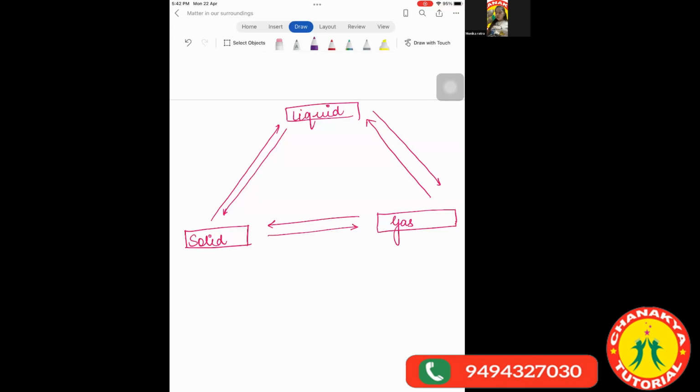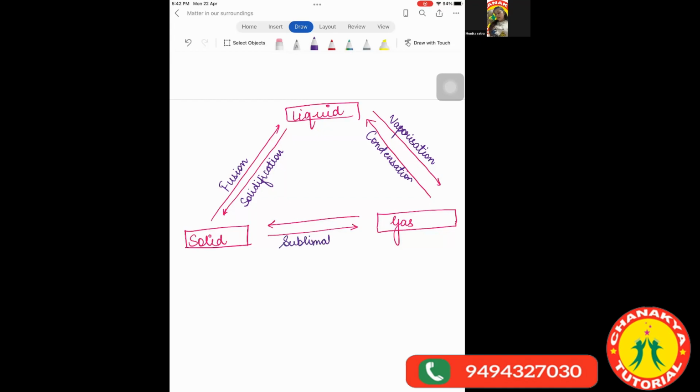So conversion of solid to liquid, it is fusion. Liquid to solid, it is solidification. Then liquid to gas, it is vaporization. Then gas to liquid, it is condensation. Then solid to gas directly is sublimation.